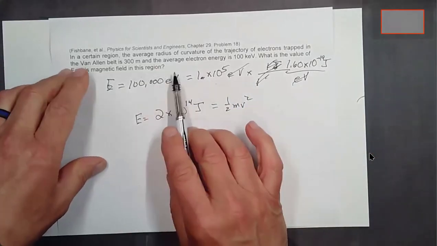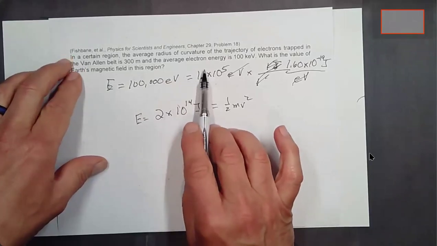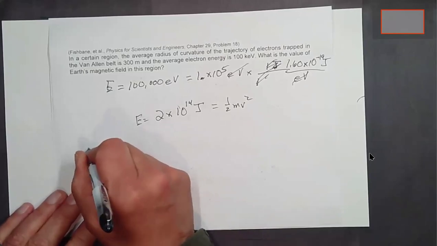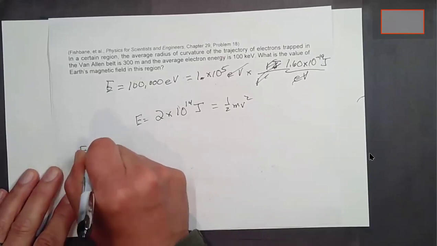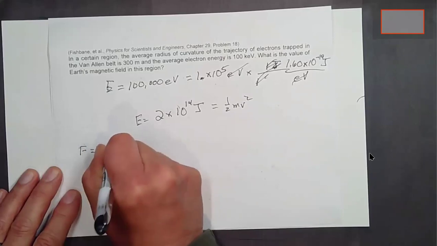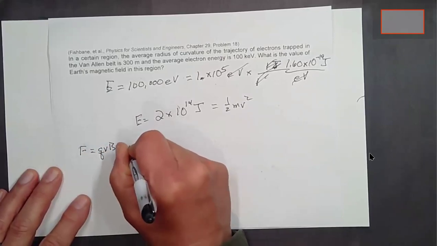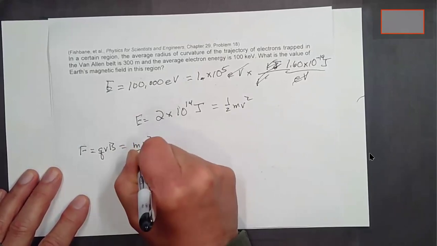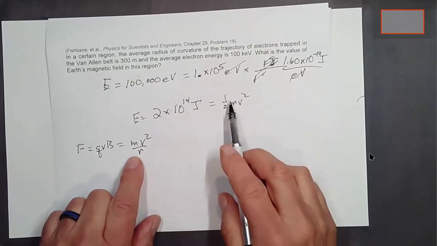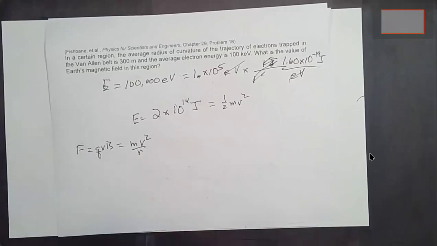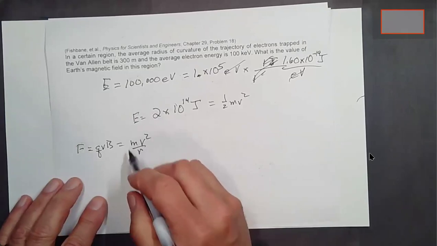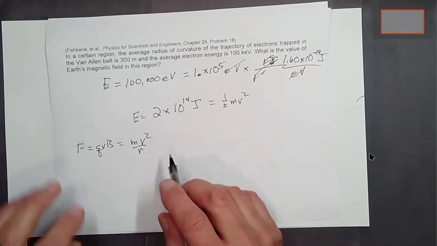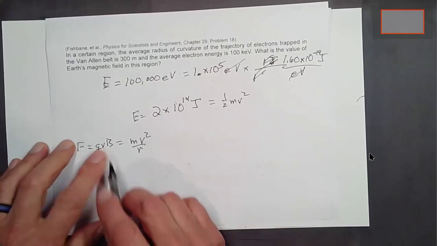So let's see. Didn't we do something where we figured out a radius of curvature? F equals QVB equals MA, but that's MV squared over R. Oh, how convenient. I've got an MV squared there. So I just need to multiply top and bottom by 1/2. And we're after B.